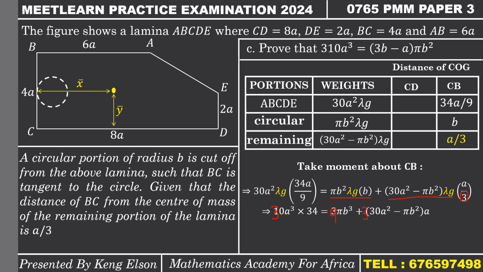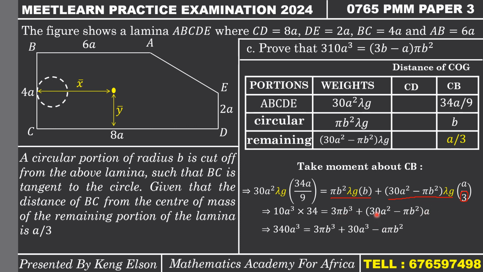You realize that we can now divide all through by 3. Once I divide this by 3, the 3 cancels and we are left with 10. Once I take 9 over 3, I'm left with 3, and once I take 3 over 3, I'm left with 1. So I had 10a cubed times 34 equal to 3 pi b cubed plus 30a squared minus pi b squared times a. Now if I expand, 34 times 10 is 340a cubed equal to 3 pi b cubed.